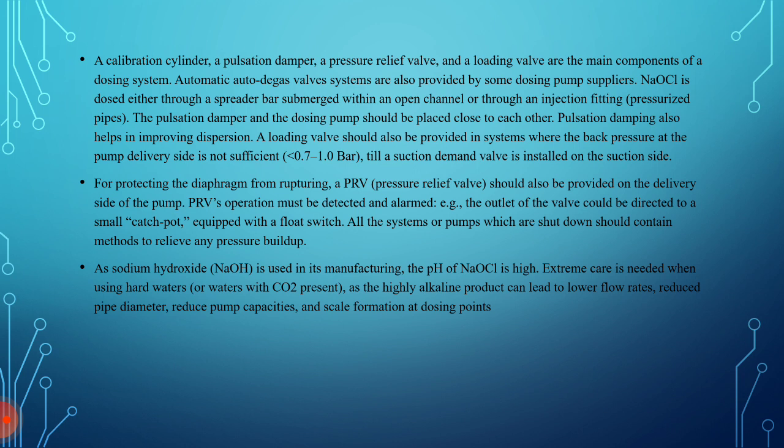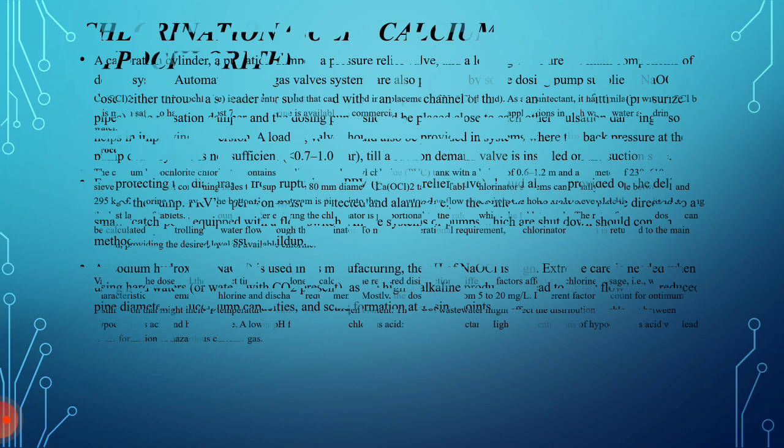As sodium hydroxide is used in its manufacturing, the pH of the NaOCl is high. Extreme care is needed when using hard waters, as the highly alkaline products can lead to lower flow rate, reduced pipe diameter, reduced pump capacities, and scale formation at dosing.